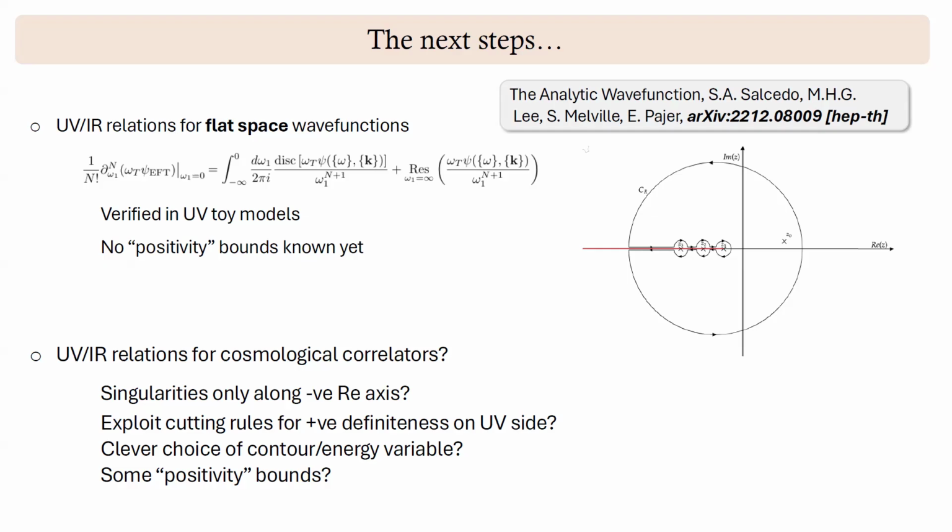where the left-hand side is what you compute from the EFT theory. Choosing suitable values of n will pull out various EFT coefficients or linear combinations of them. And on the right-hand side, the psi you see is the UV theory wave function coefficient. There are no known positivity bounds yet because the right-hand side is not positive definite. So the hope would be to see whether one can come up with a clever choice of contour. First of all, whether one can show that the singularities for cosmological correlators only arise along the negative real axis. This is the expectation, but this is not proved yet. And whether one can come up with a different choice of energy variable. Finally, to see whether some sort of positivity bounds can be derived. That's all. Thank you.